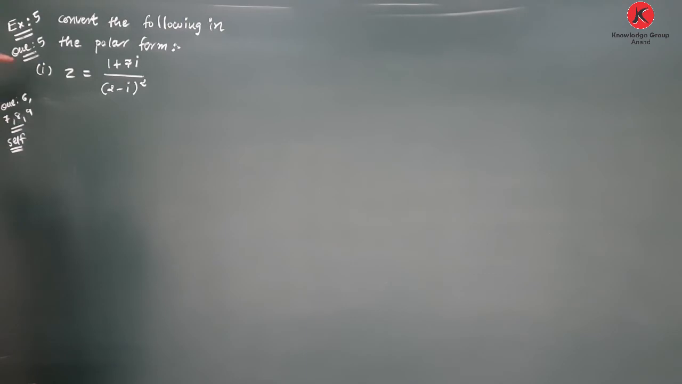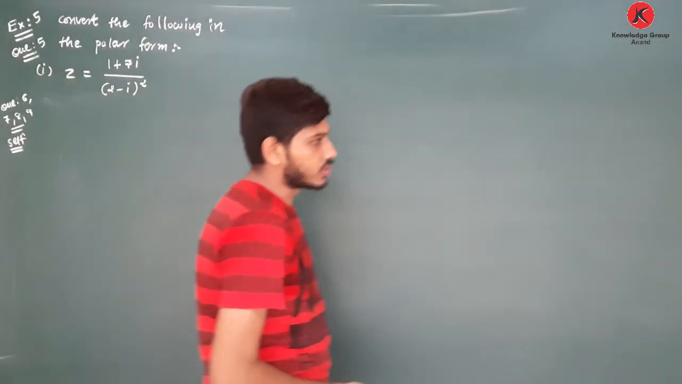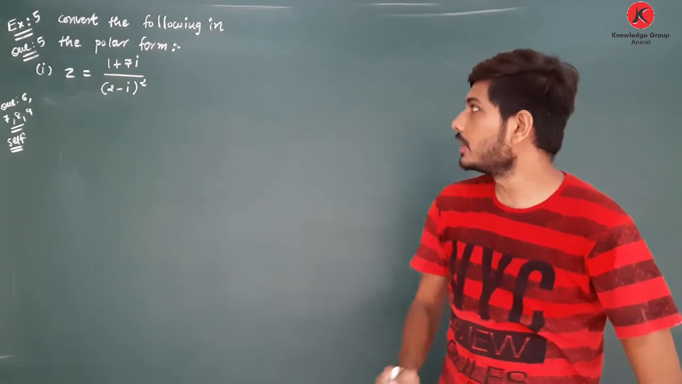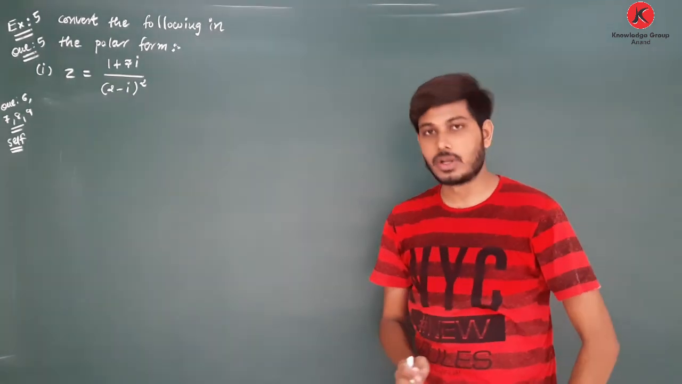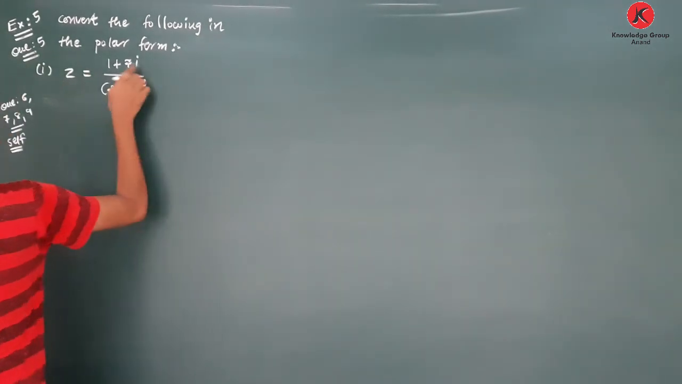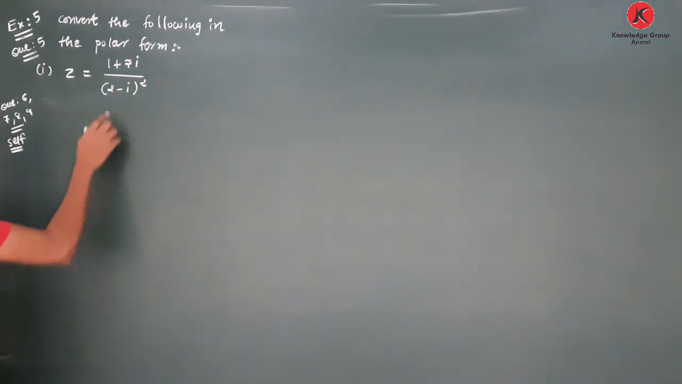Now let us see Exercise 5, question number 5. Convert the following in polar form. We have to convert into polar form. The first question is: given z equals (1 plus 7i) divided by (2 minus i) whole square.